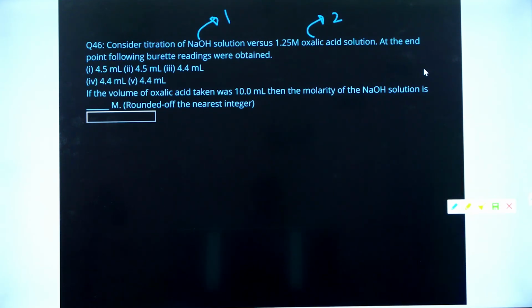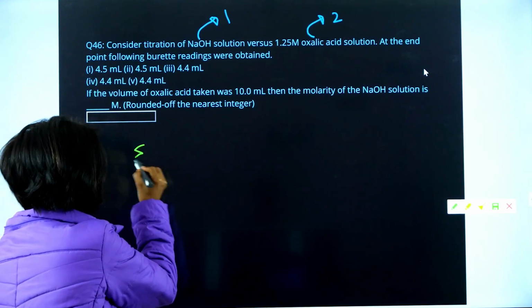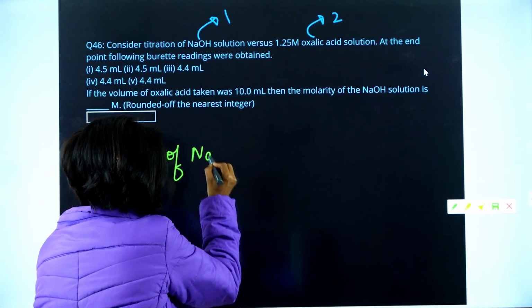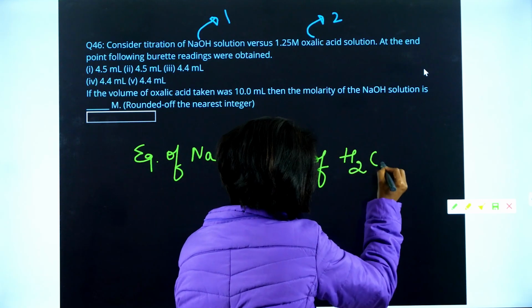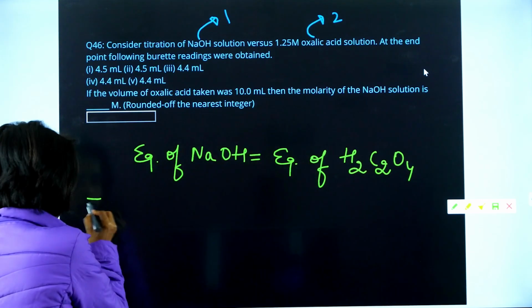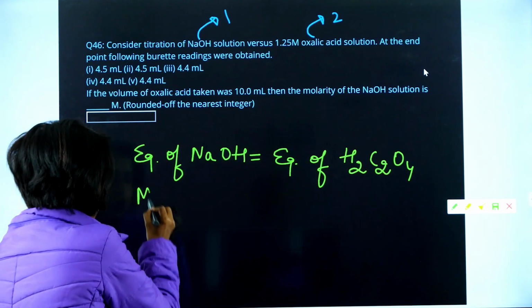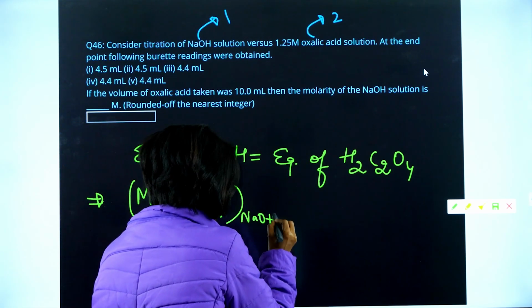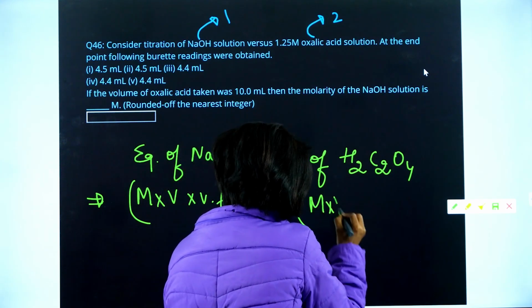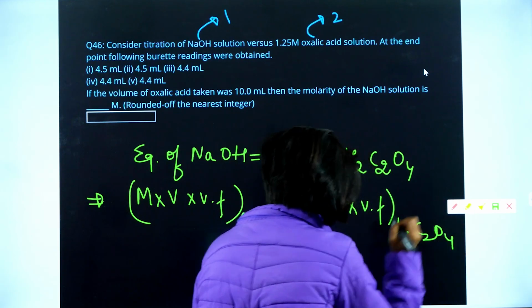If the volume of oxalic acid taken was 10 ml, then find the molarity. A pretty basic question based on titration. So the equivalents of NaOH equal the equivalents of oxalic acid used, right? And the number of equivalents, how can we calculate? Molarity into volume into valency factor. So molarity of NaOH into its volume into its valency factor for NaOH, and the same, molarity into volume into valency factor, for oxalic acid, right?